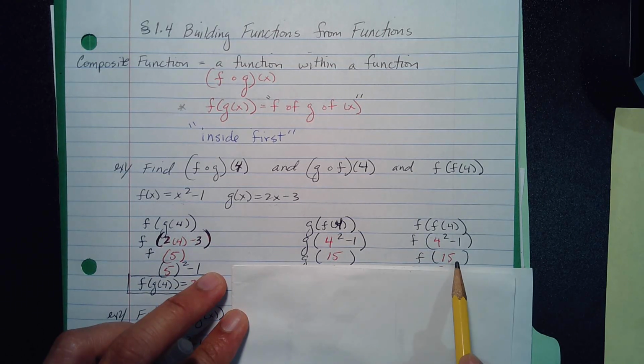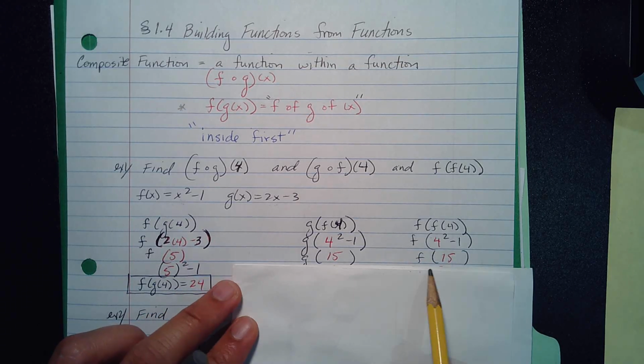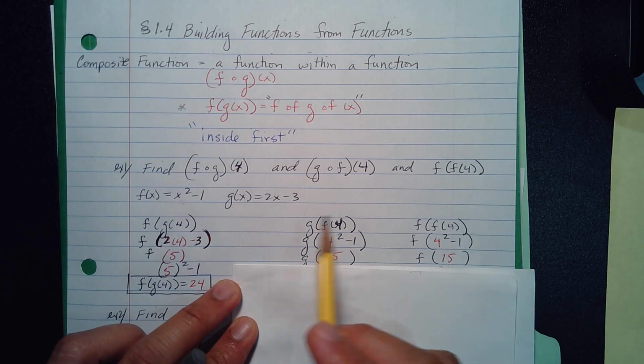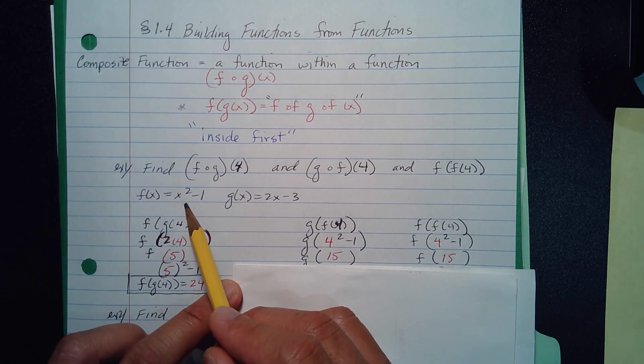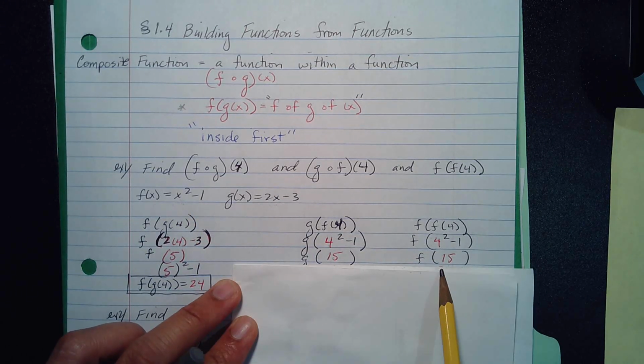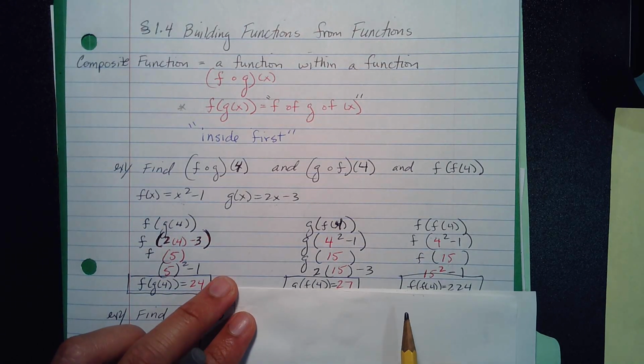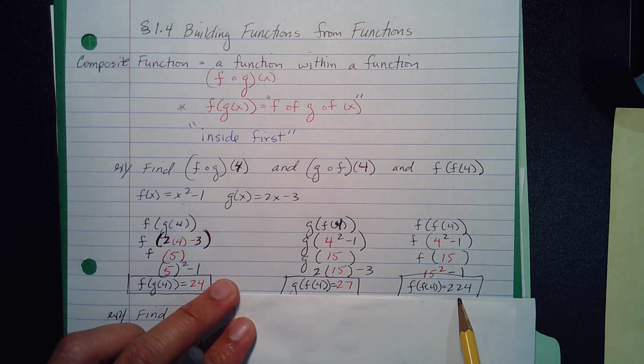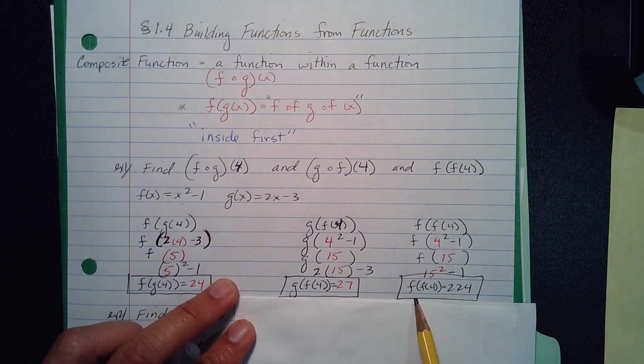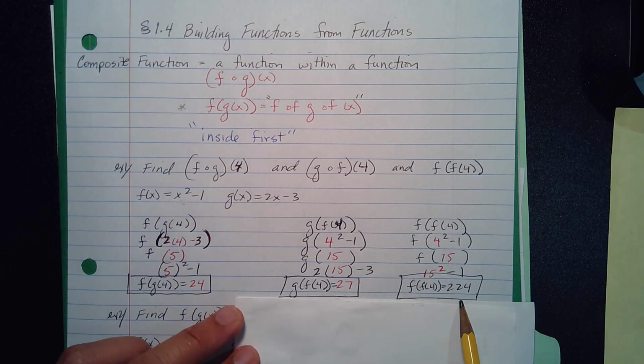Now we're done evaluating the inside function. Let's evaluate the outside function. The outside function is f. So I'm going to substitute 15 wherever we see an x in our f function. So this is going to be now 15 squared minus 1. So 225 minus 1 is 224. So f of f of 4 is equal to 224.